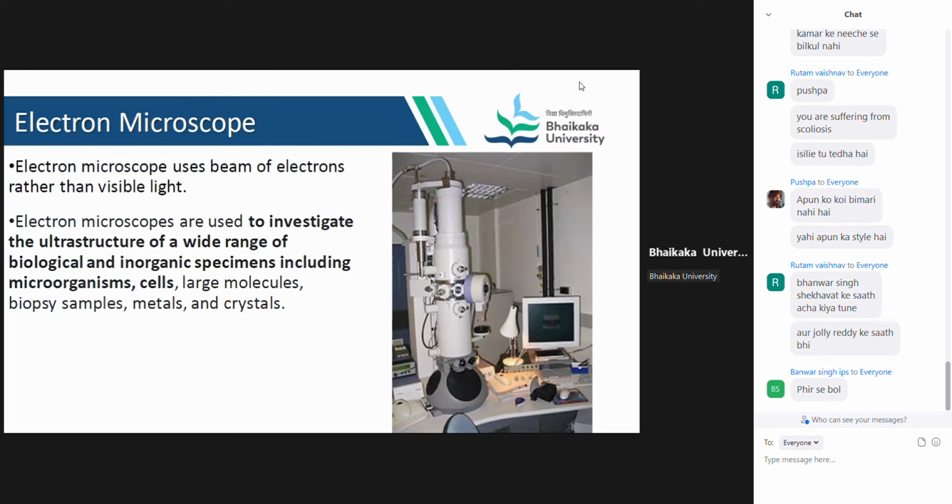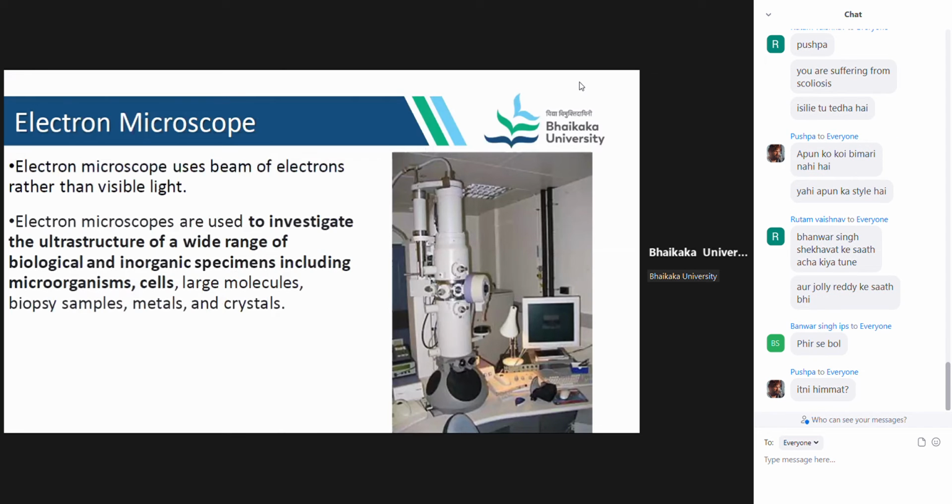Now, next is the electron microscope. An electron microscope uses a beam of electrons rather than visible light. Electron microscopes are used to investigate the ultrastructure of a wide range of biological and inorganic specimens, including microorganisms, cells, large molecules, biopsy samples, metals, and crystals.